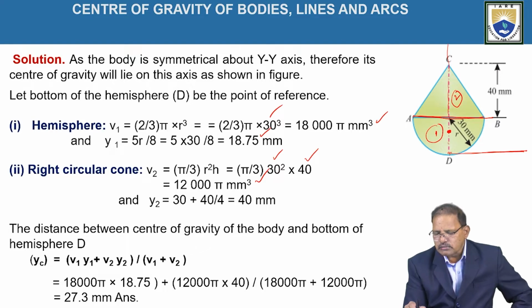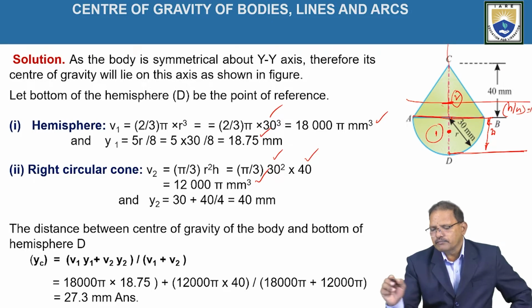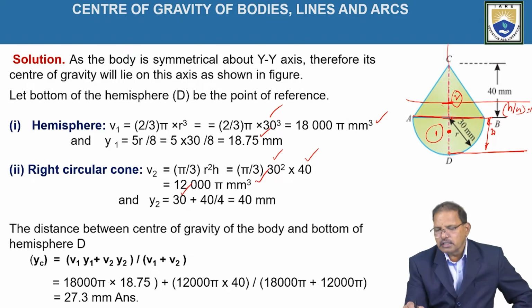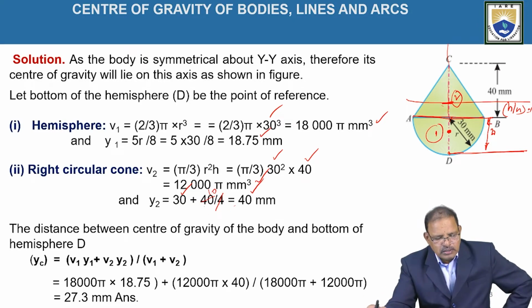Now y2, the position of the centroid for the right circular cone from the bottom position, is 30 mm plus h by 4. H by 4 is equal to 10. That is 30 plus 10, equal to 40 mm. That is, y2 is 30, representing the radius of the hemisphere, plus the position of the center of gravity of the cone, h by 4, that is 40 by 4, which is 10, so the value is 40 mm.